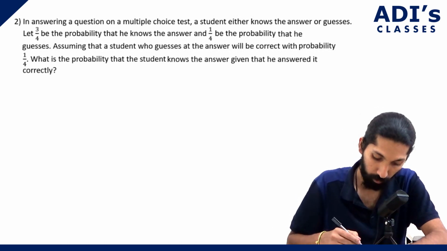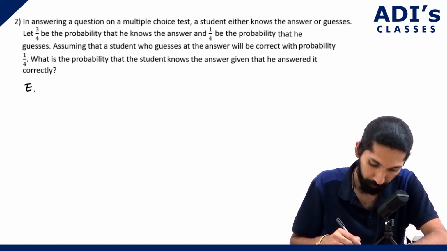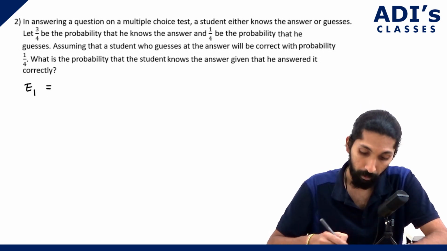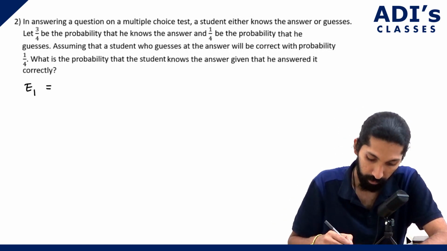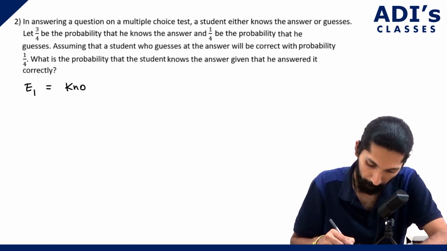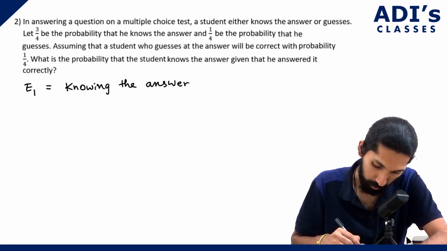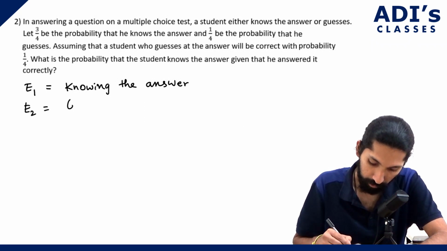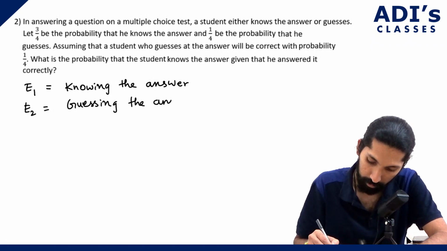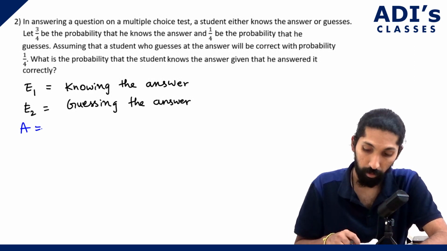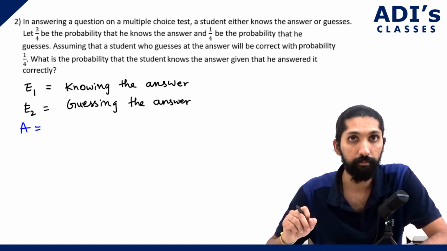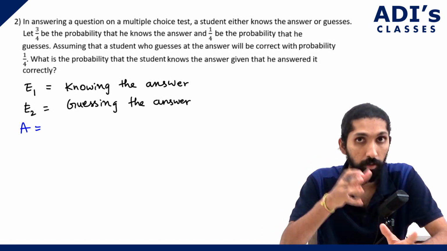Okay, now let's write down what is given. So we'll take E1 to be the first event. So first event is going to be that the student knows the answer. So E1 is knowing the answer. E2 is going to be guessing the answer. Okay, guessing the answer. And we also have to define A, correct? Event A. So event A is what? The answer being correct.